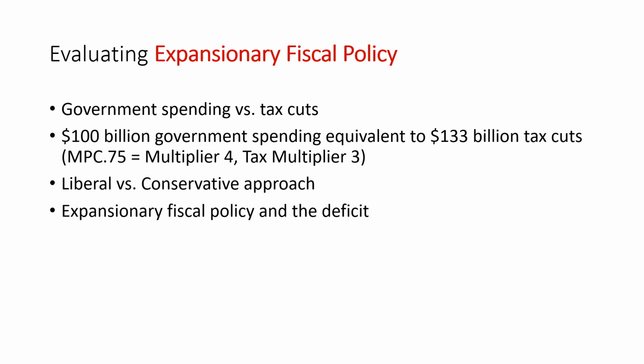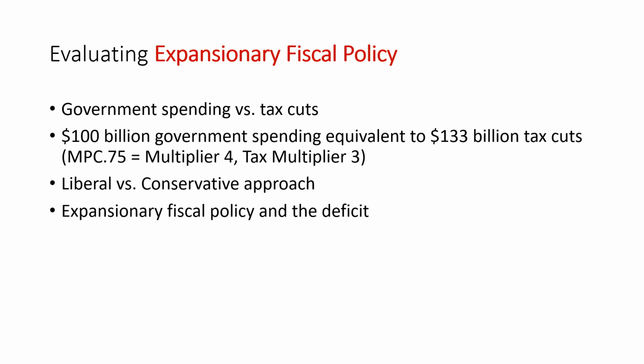So every one of those $100 billion goes into the economy. And assume in this world that the marginal propensity to consume is 0.75. So 1 over 1 minus 0.75, or 1 over 0.25, we have a multiplier of 4. So ultimately, GDP expands by $400 billion.